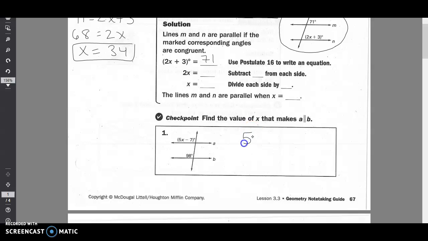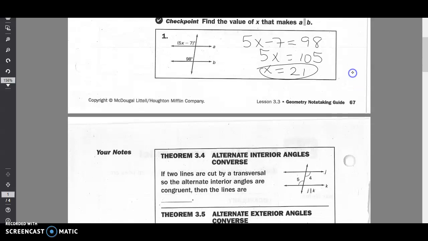All right, so set these two values equal and solve. X will equal 21 is your answer. All right, so that was corresponding angle converse.